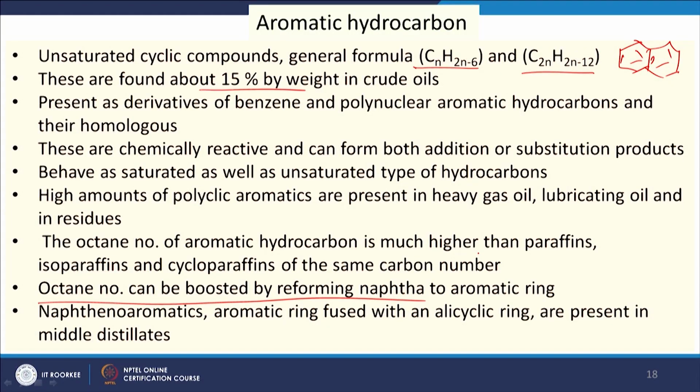So, the octane number of aromatic hydrocarbons is much higher than the paraffins and isoparaffins, and these are chemically reactive and can form both addition or substitution products, and high amounts of polycyclic aromatics are present in heavy gas oil, lubricating oil and in residues.